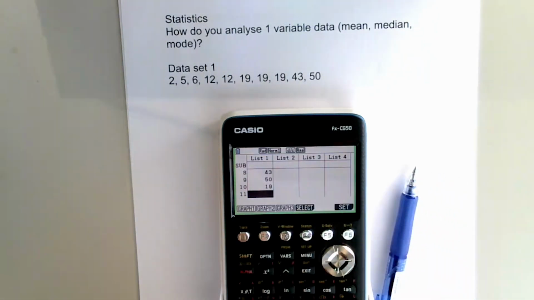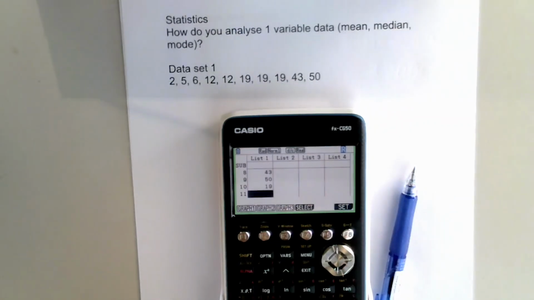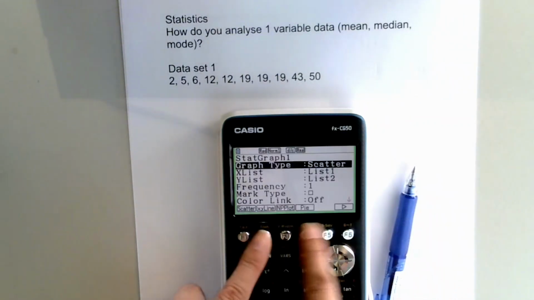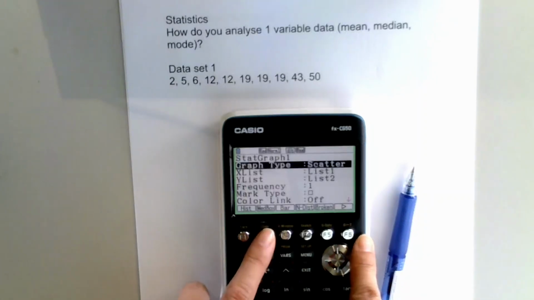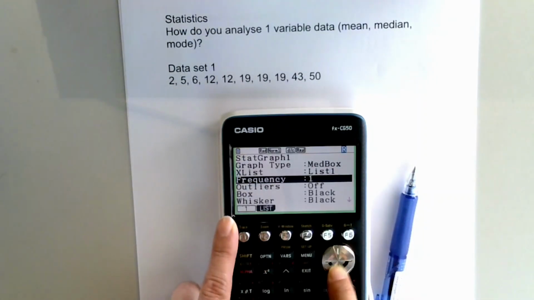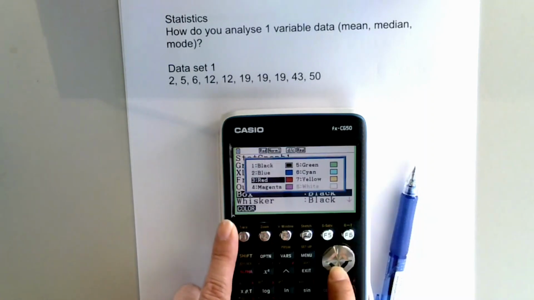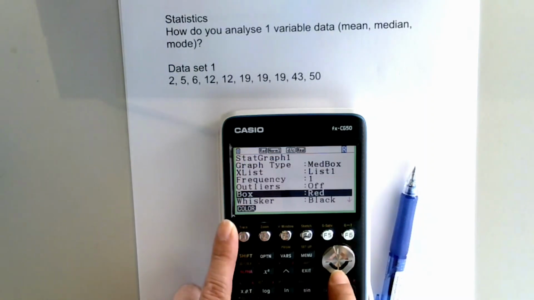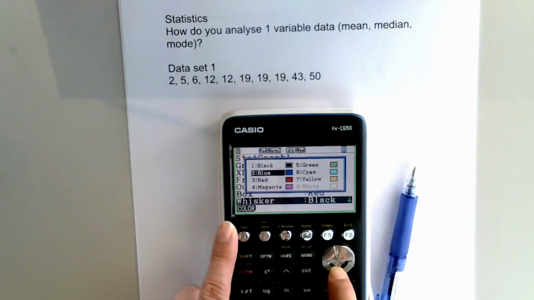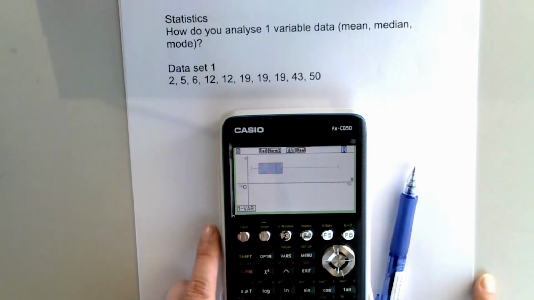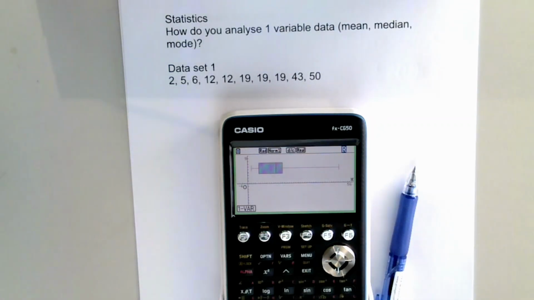Now, since we are here, let's do graphing because this is so good for a box plot. So we go to setting for graph 1. I want a next page, math box. If you want, you can change the color of the box. I want it red. And the whisker, I want it pink. Actually, I do not like red and pink. Change the color?